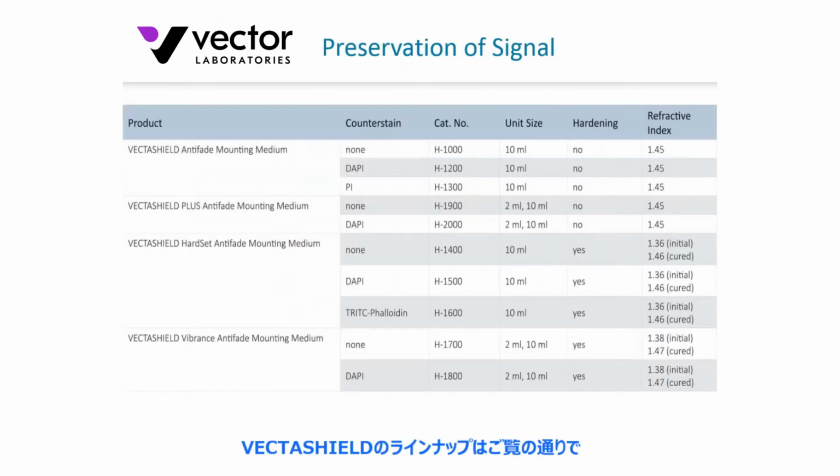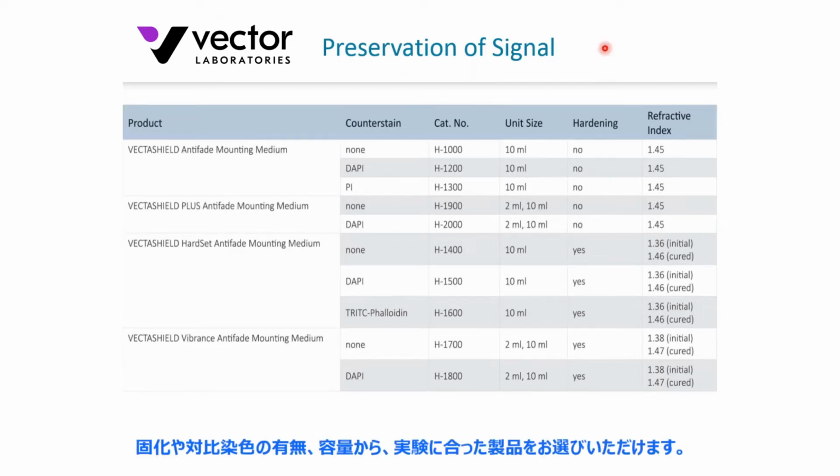All right, so just to sum up, those of you who are interested in our VECTASHIELD portfolio range, we do have tables such as this one on our website that showcase the hardening parameters and choice of counterstain and unit size.